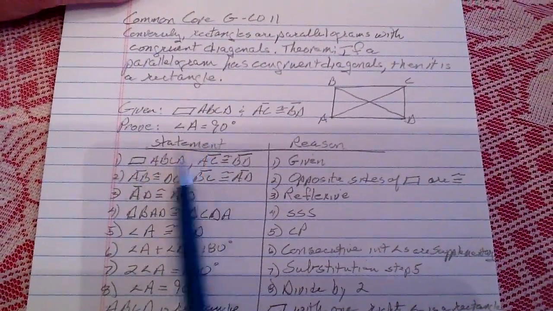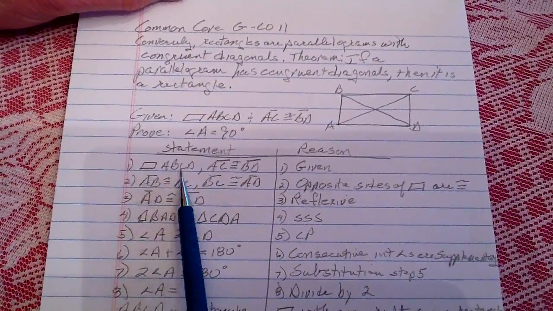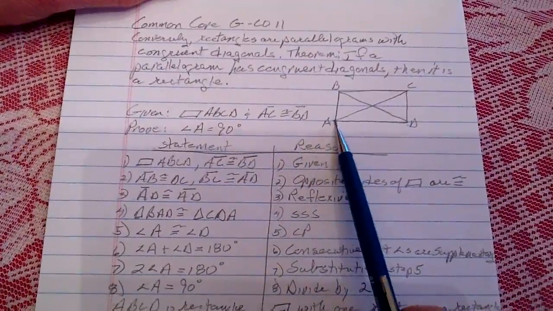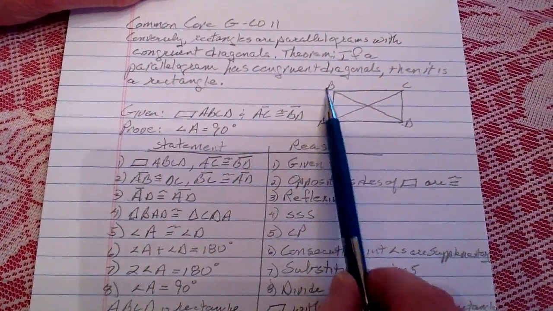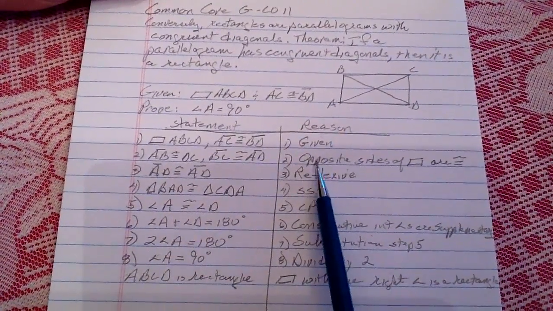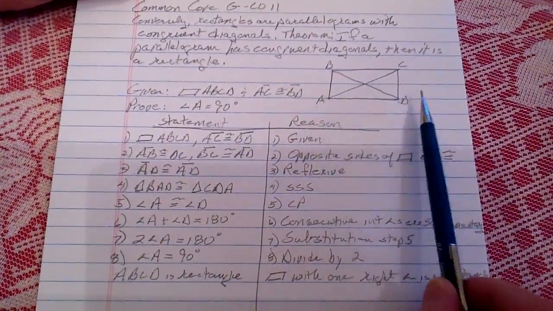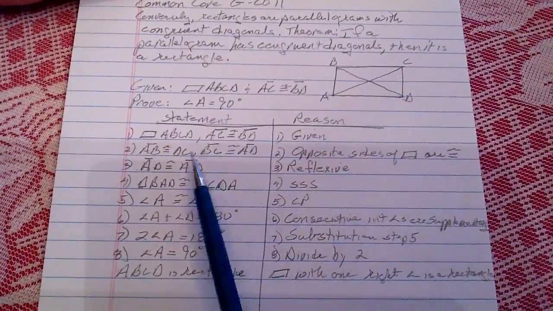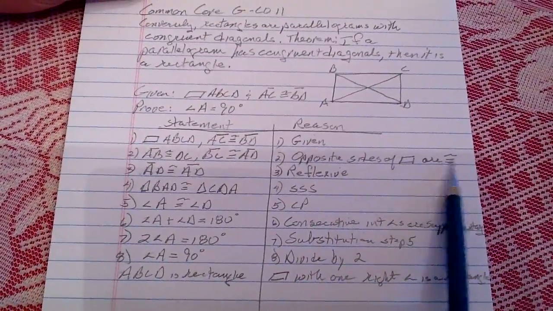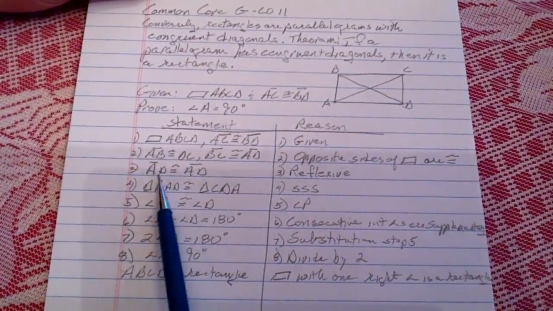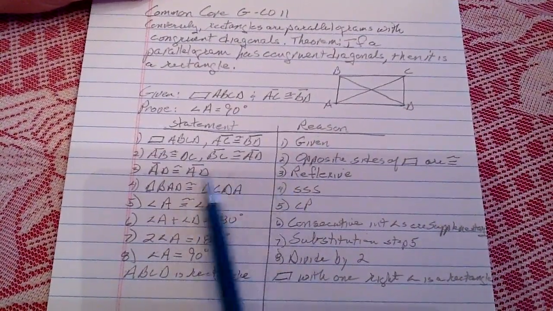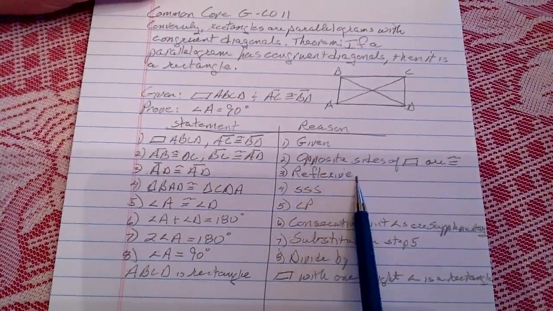So our statement is going to start off with parallelogram ABCD, and that AC and BD are congruent, and that was given to us. We also know that because this is a parallelogram, AB is congruent to DC. Likewise, BC and AD are congruent because opposite sides of parallelograms are congruent. We also know, of course, that AD is congruent to AD because it's the common line, or the reflexive property.